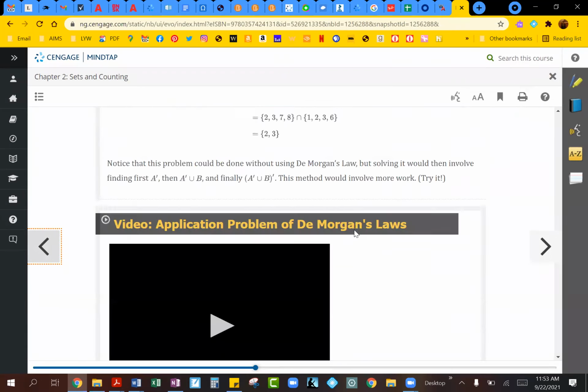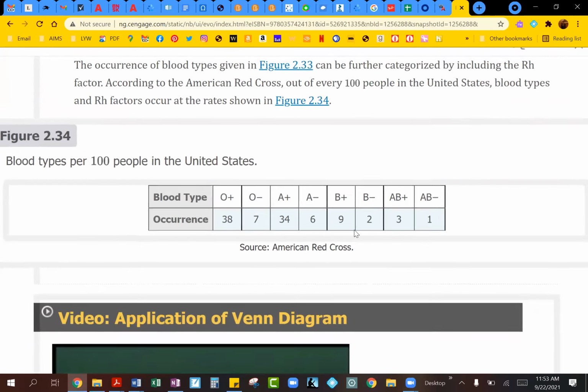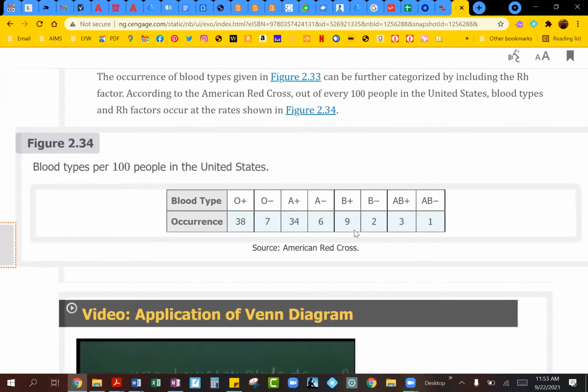And this one they're saying is blood types per 100 people in the United States. So we're basically saying if you take a group of 100 people, then 38 of those would be O positive, 7 would be O negative, 34 are A positive, 6 people are A negative, 9 are B positive, 2 are B negative, 3 are A positive, and 1 person is going to be AB positive, and 1 person is going to be AB negative. So based on this table, they're asking us these questions over here.